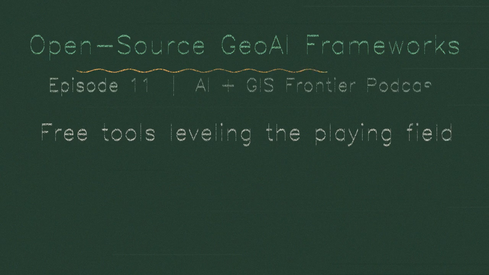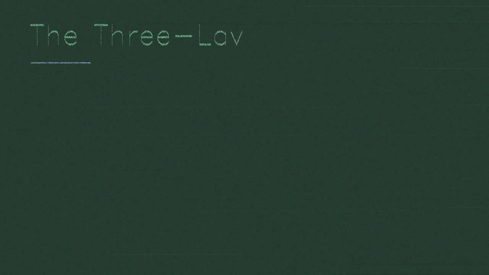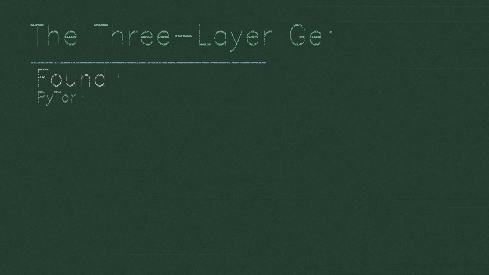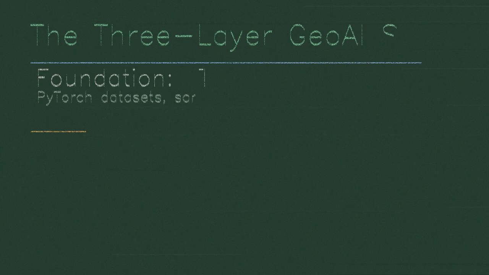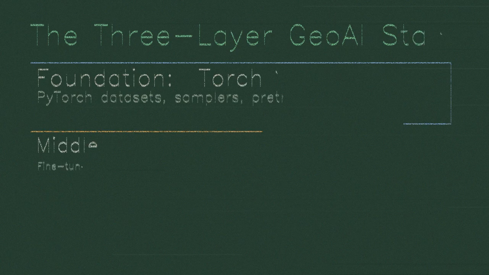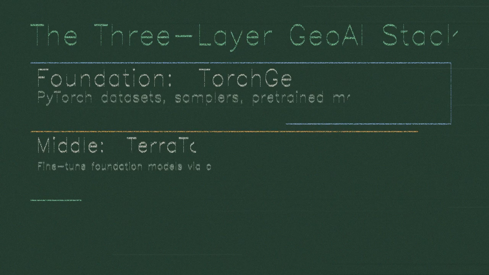The core stack has 3 layers. At the foundation is TorchGeo, a PyTorch library that provides geospatial datasets, samplers, transforms, and pre-trained models. It gained independence from Microsoft in August 2025 and is now community-governed with open monthly meetings. On top of that is TerraTorch, released by IBM, which is a toolkit for fine-tuning geospatial foundation models. You can fine-tune a model without writing any code, just by editing a configuration file.